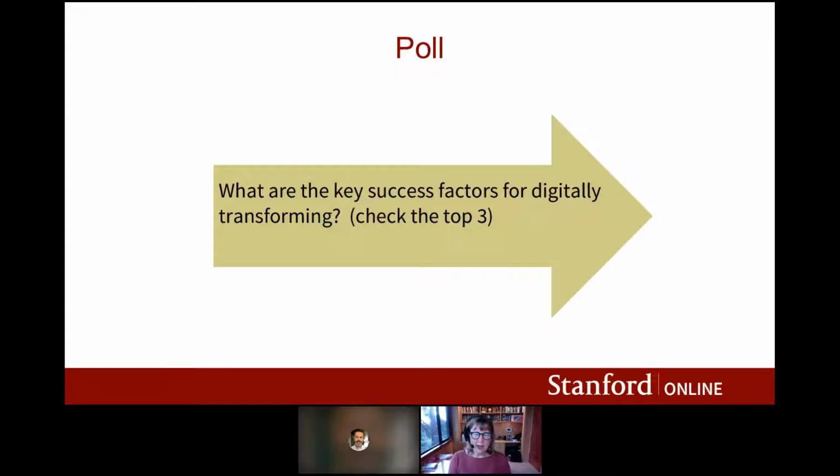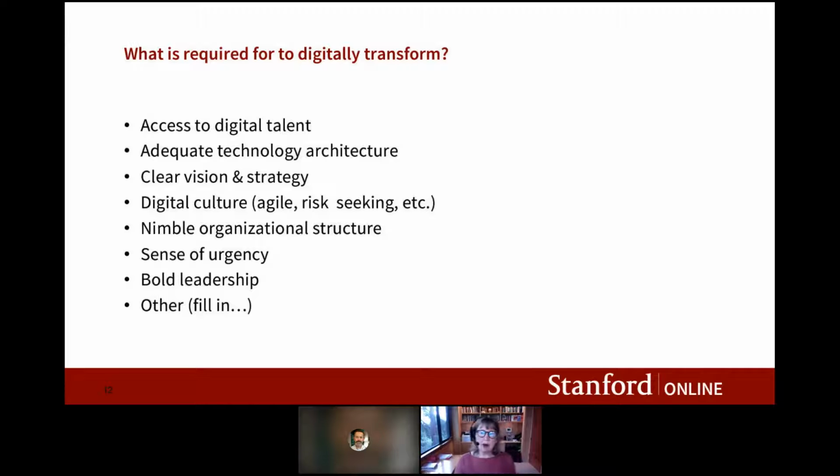Okay, great. So we've got responses across the board here, and that's as it should be, because it turns out that all of these are actually really important to digitally transform. One of the things I want to point out, though, is that oftentimes what gets the most attention is access to digital talent and adequate technology infrastructure. And in fact, those are relatively low. Adequate technology infrastructure is pretty low. Access to digital talent, mid-range. And those are, of course, really important.